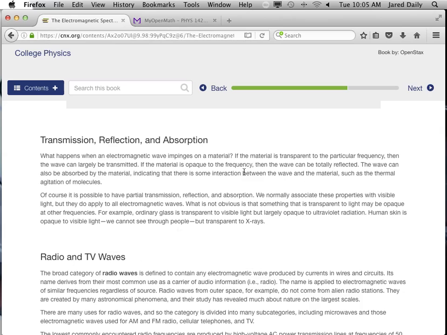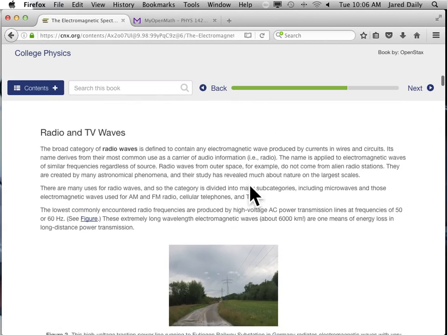One thing that they don't say here is emission, because when a material absorbs something, usually there's some kind of emission, re-emission. So it absorbs one electromagnetic wave and then it emits another one. So that also can happen.